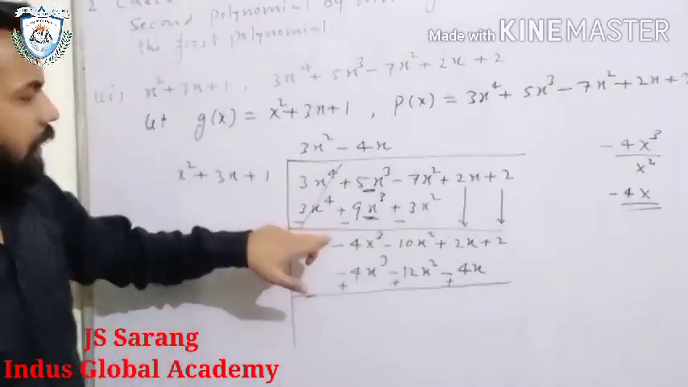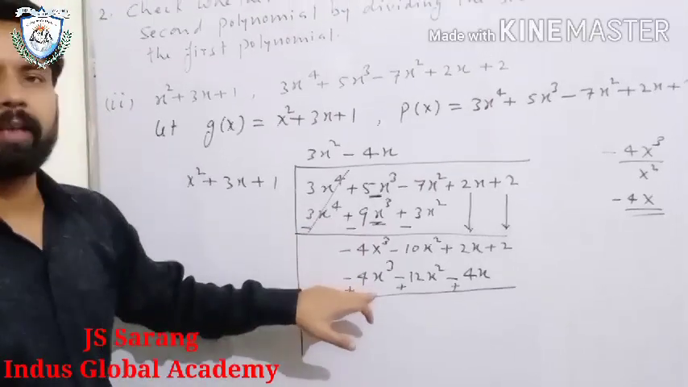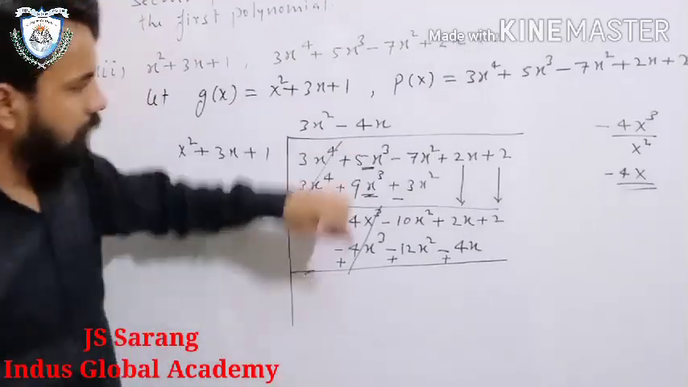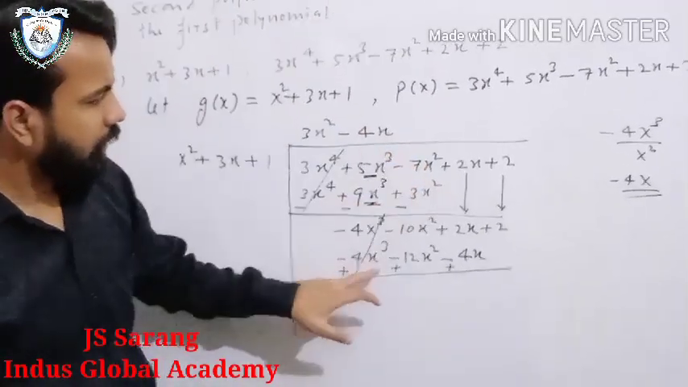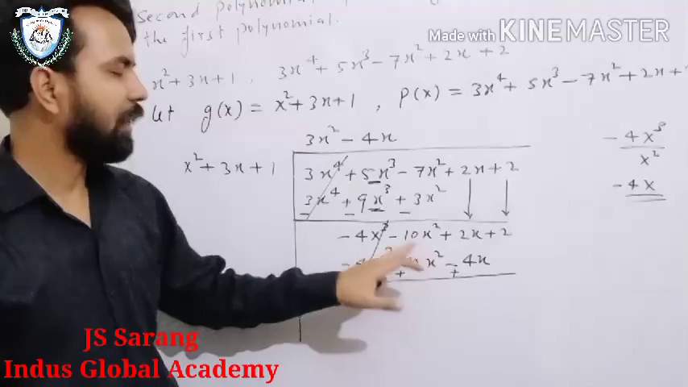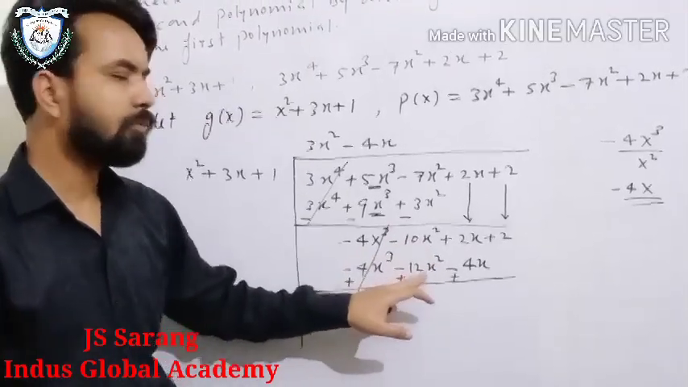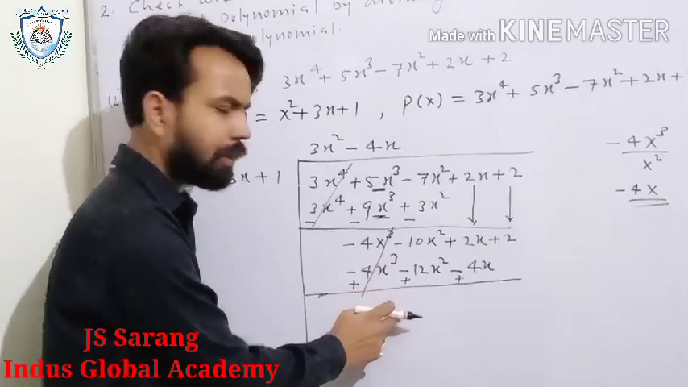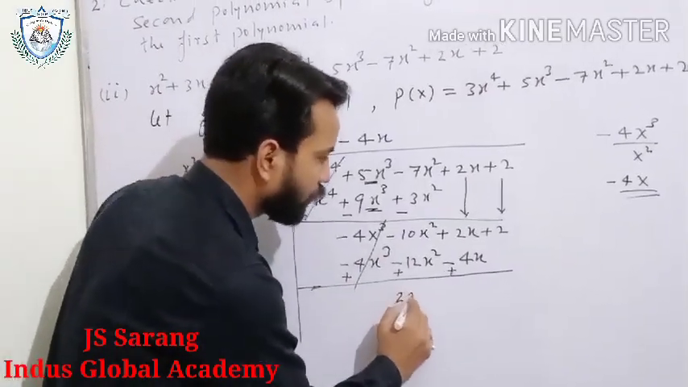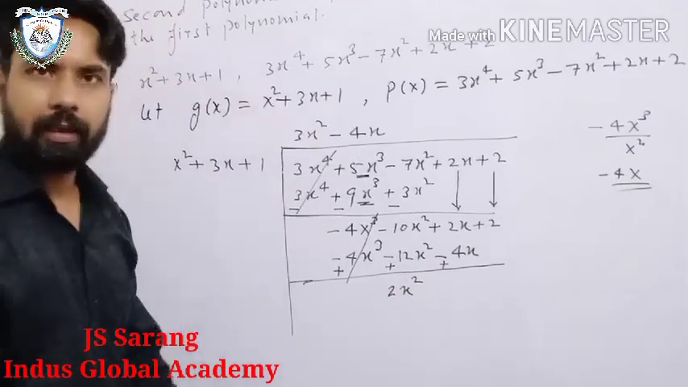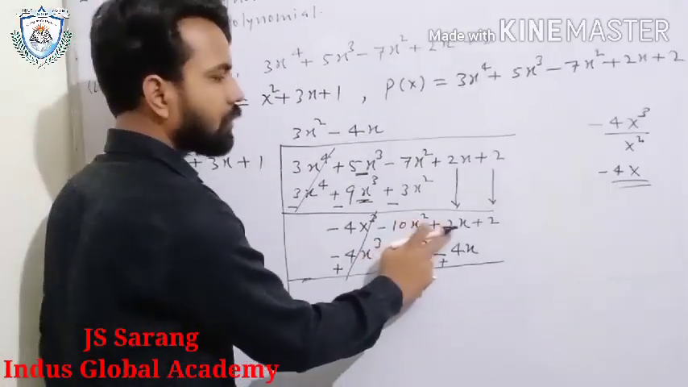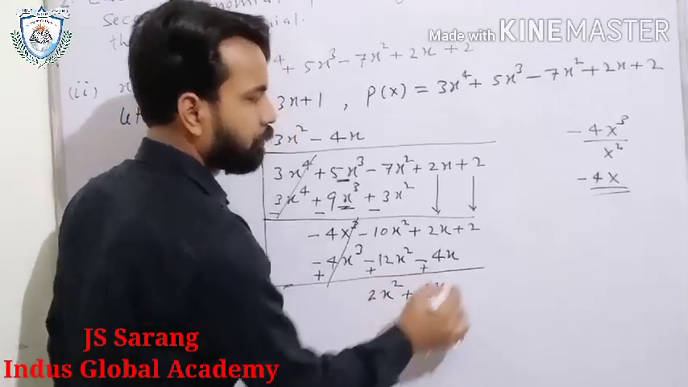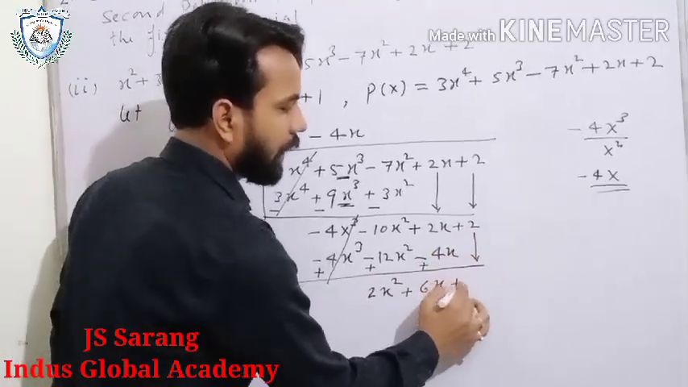Now the very first term is minus 4x cube and this is plus 4x cube. Both are equal and having the opposite sign, so they will be cancelled. Now see, minus 10x square and plus 12x square. That means 10x square will be subtracted from 12x square. So here greater number is positive, so result will be positive and the result will be 2x square. Understood? And plus 2x plus 4x. So it will be plus 6x. And this 2 we will note as it is.